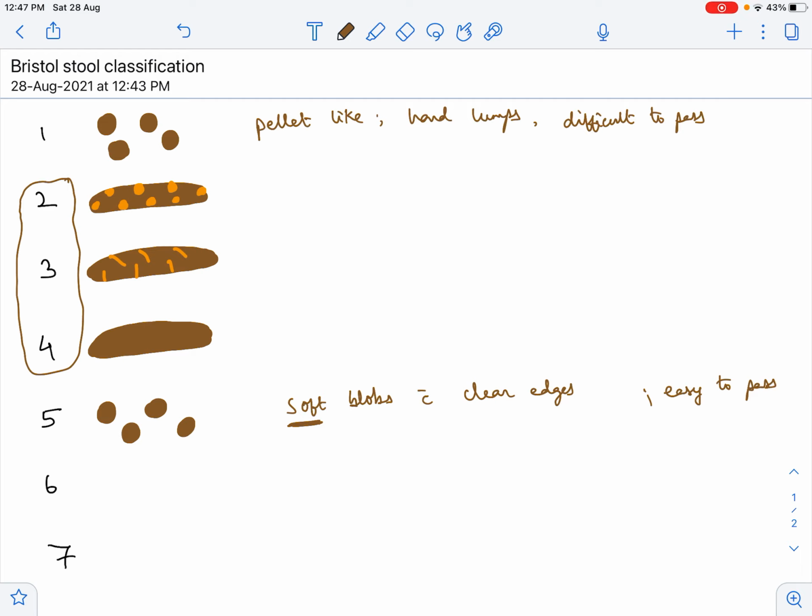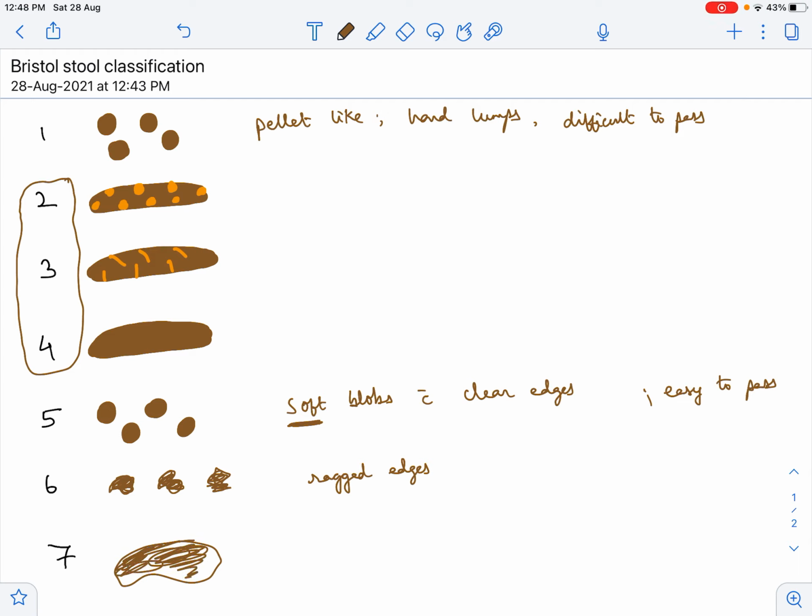Bristol stool 6, you have mushy stools. Imagine you're looking at pieces of cotton. So these are mushy or fluffy stools with ragged edges. And 7 is my personal favorite. These are liquid stools. There is no solid.